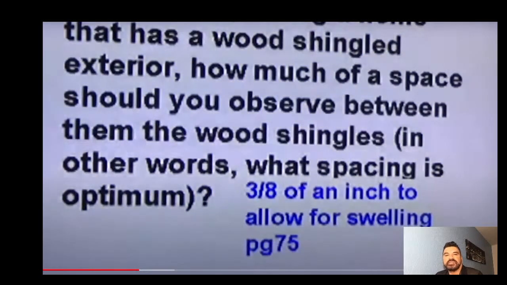3/8 of an inch. This allows for swelling. So again, 3/8 of an inch. This will be found on page 75 in your materials.